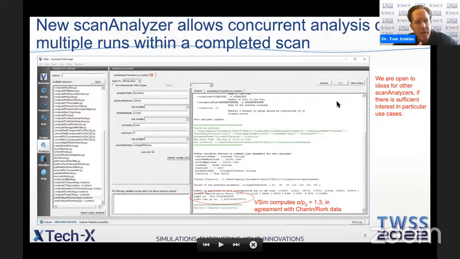So if you end up using this scan feature, and obviously you probably won't be doing this problem, but if there are use cases that are of interest to you, that you'd like an analyzer for a scan that does this thing or that thing, that would be something we'd be interested in discussing. We'd like to make this scan feature and the associated analyzers more useful. So do reach out to us if that seems like a relevant thing that we could help you with.